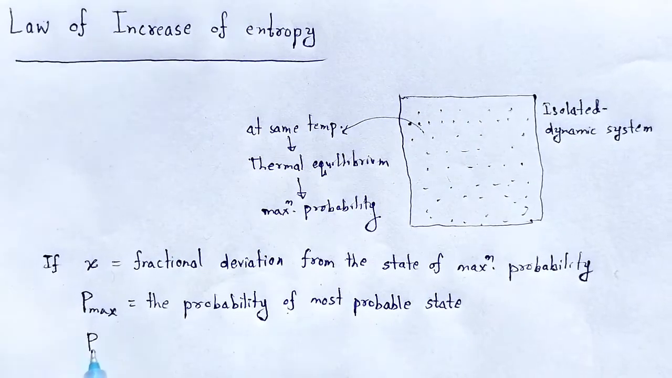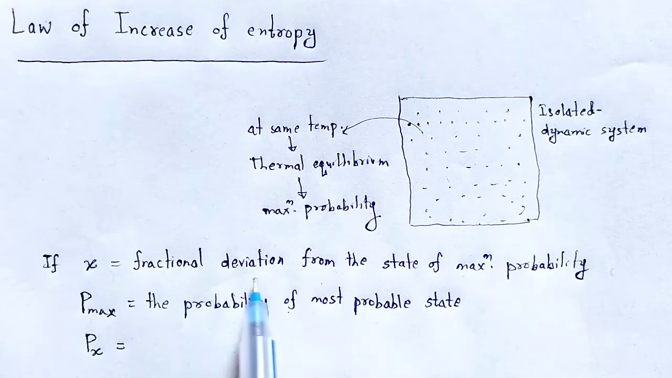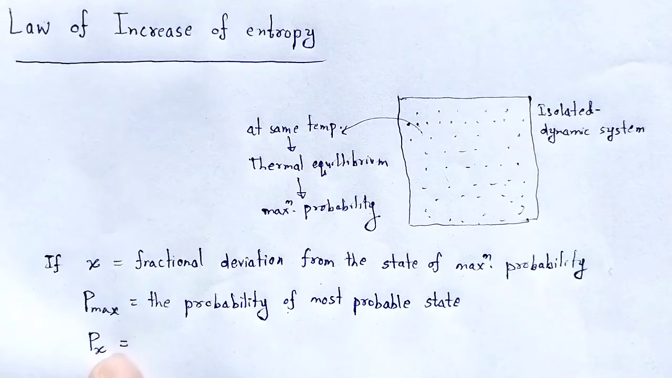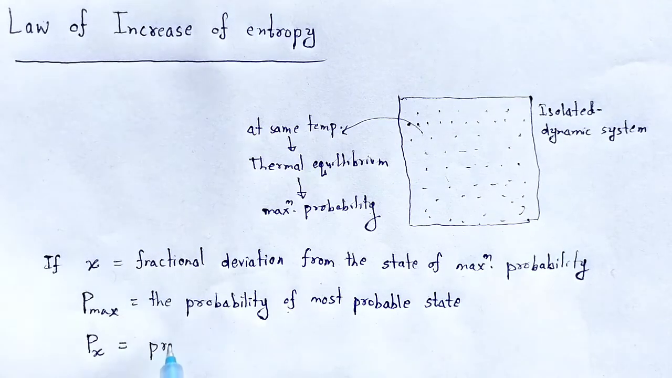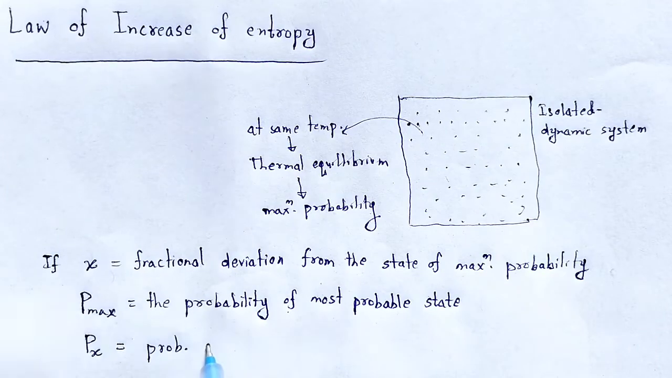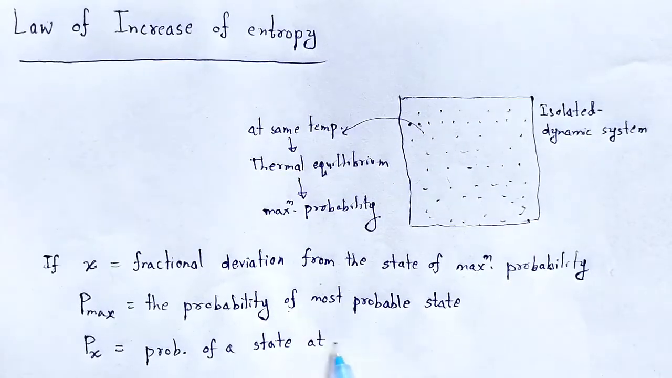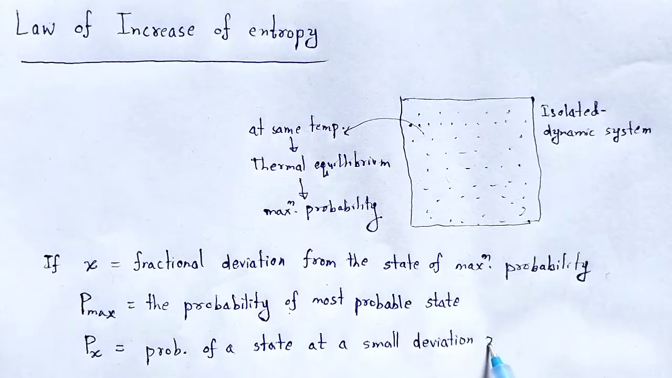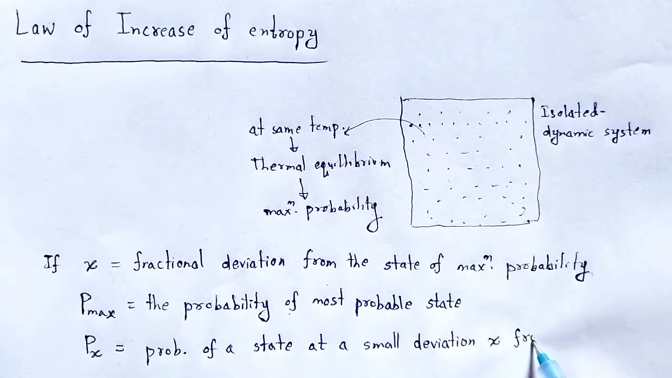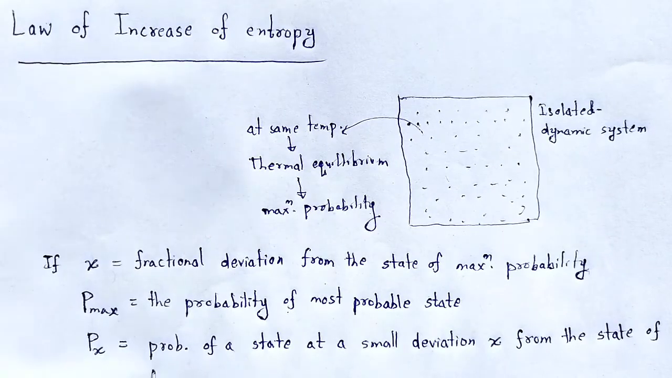And Px is the probability of a state at a small deviation x from the state of maximum probability. x is the fractional deviation from maximum probability, and Px is the probability at that deviation.